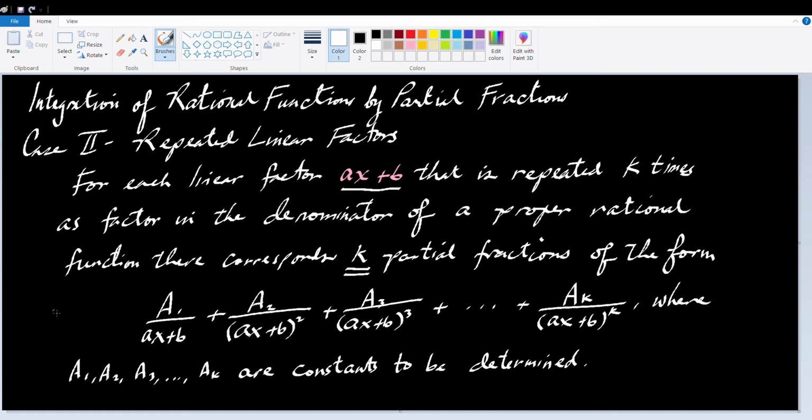If, for example, you have a linear factor 3x plus 5 raised to the power of 4 as a factor in the denominator of the rational function, then there will be 4 partial fractions corresponding to this linear factor that is repeated 4 times. So let us have an example.